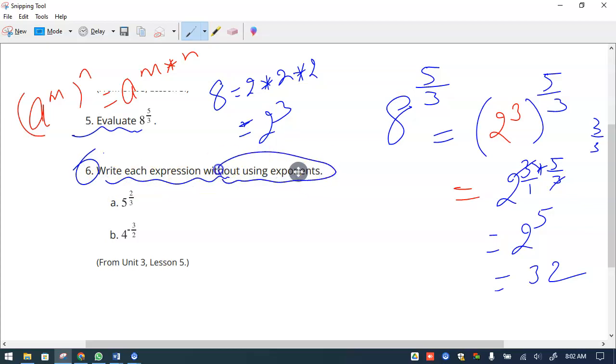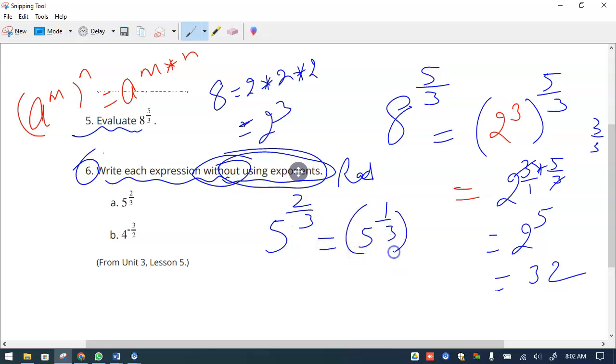Write each expression without using exponents, which means you want to write them in radical form. So let's write 5 raised to 2 over 3 in radical form. We can write this as 5 raised to 1 third, all raised to the square, which is the same as the cube root of 5. And there you go.